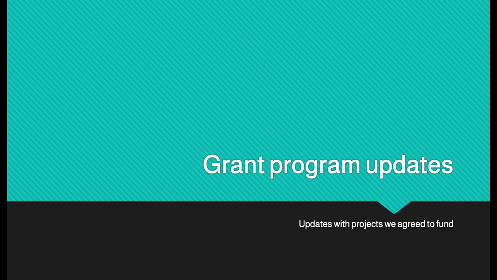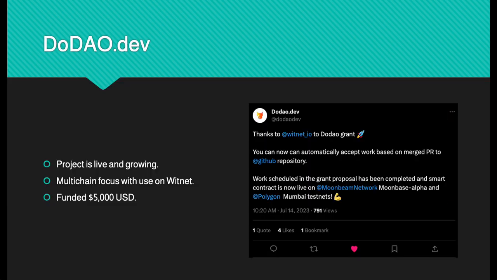Last up will be grant program updates. DoDAO.dev went live this month on Moonbeam and Polygon. They're using Witnet to get public APIs via GitHub to track contributions to tasks within their DAO. This use case is called Parameterized Data Requests, and it's the first of its kind that we've seen on the Witnet Oracle, so super exciting. As soon as they told us their idea, we wanted to fund them. That was back in like February, I believe. So we funded them $5,000 for the completion of their product, and we'll continue to support them in any way necessary, even beyond financial assistance.